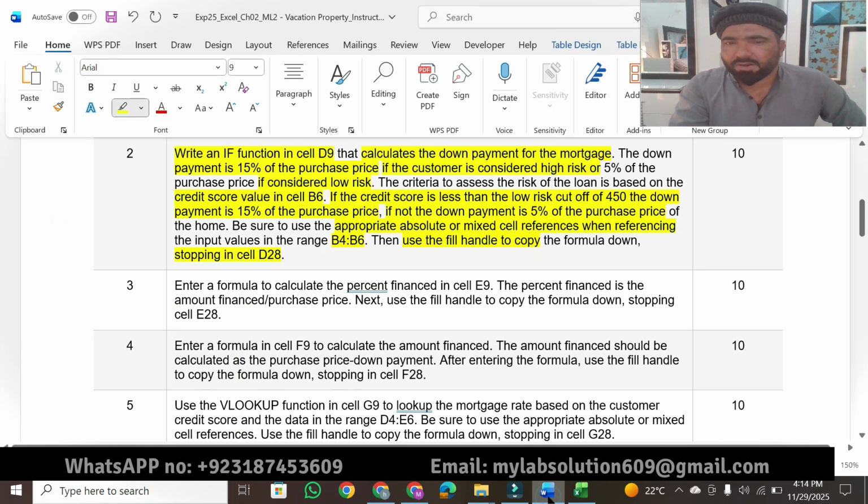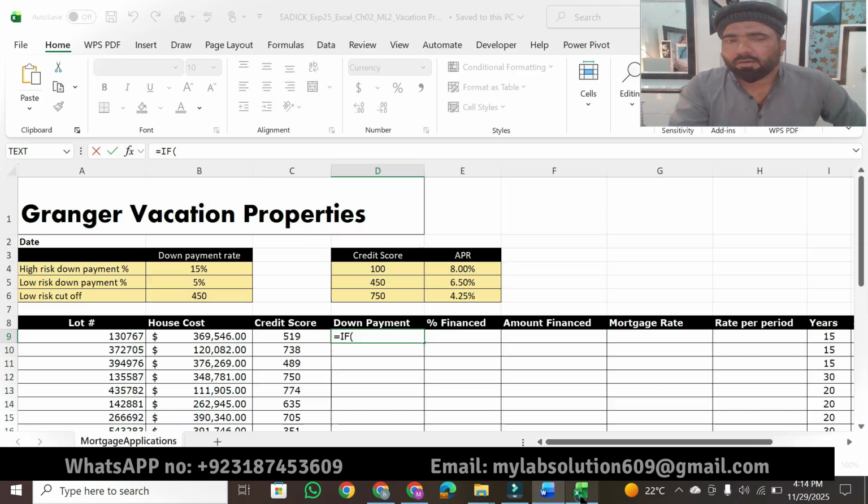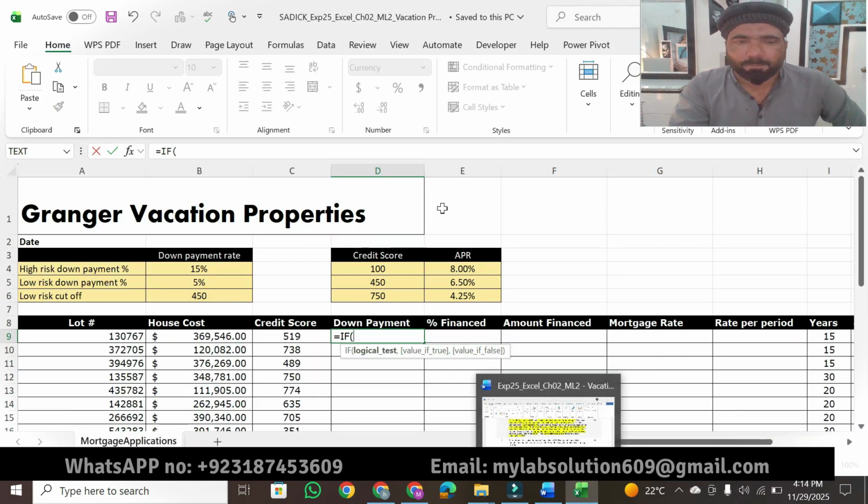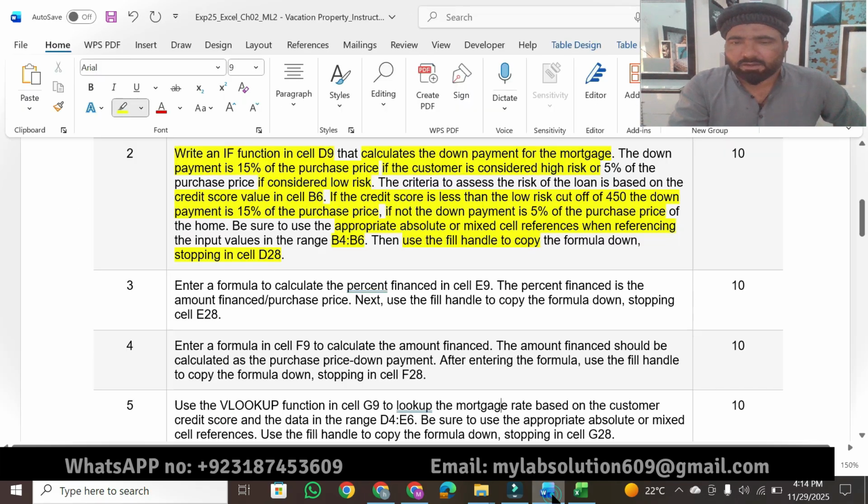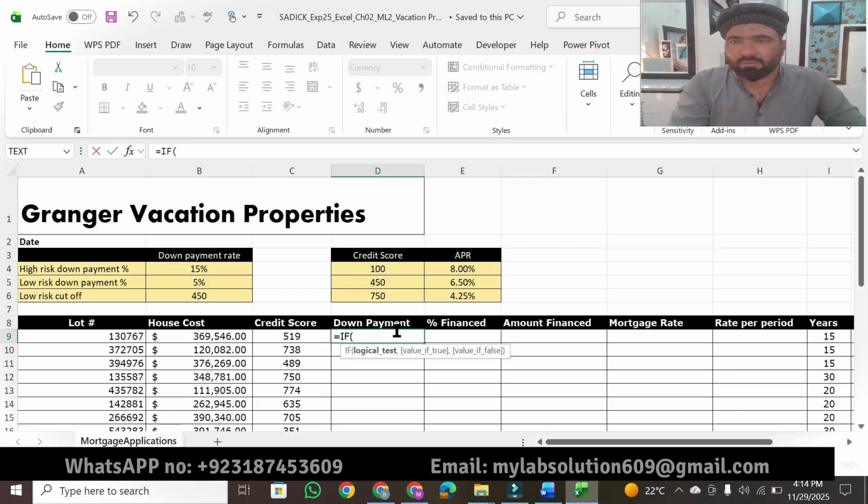Now we have to compare what it calculates: the down payment for the mortgage. The down payment is 15% of the purchase price. Where is the purchase price? Okay, that is the purchase price, here. If the customer is considered high risk, it is 15%, and 5% of the purchase price if considered low risk. So here we have to use an IF function or formula.